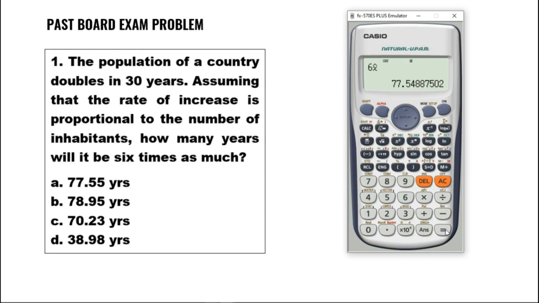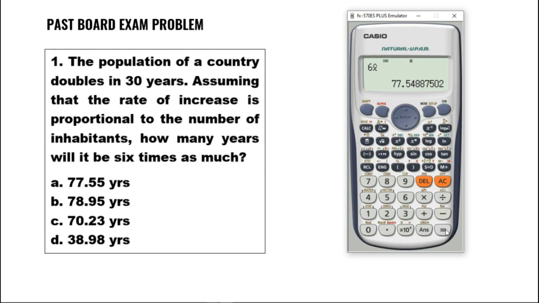Then we have here 77.55 years. So in 77.55 years, the population will be 6 times as much as your initial population. So that's how you solve radioactive and population growth problems using your calculator, guys. You can use this in the board exam. So you will save more time in dealing with problems like this if you only use your calculator.